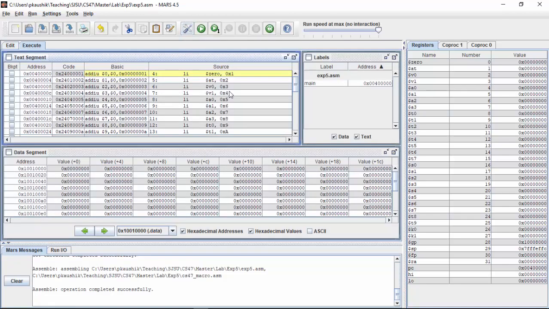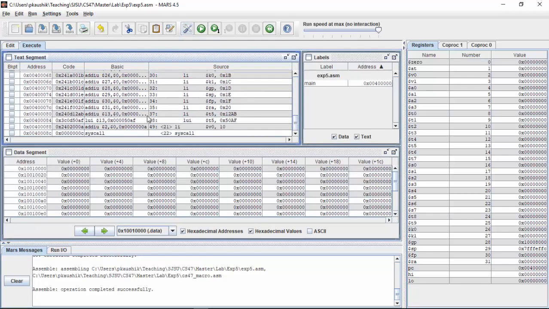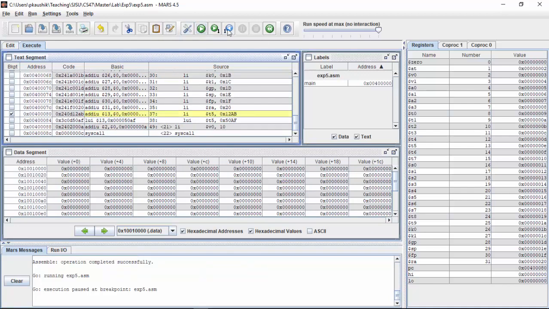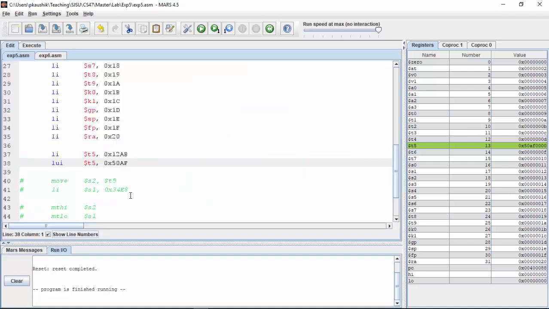So let's assemble it. Do we have that? Yes, at this point, let me put a breakpoint, run, and it came here. So we do a step. See, the lower half of T5 becomes 1 to AB. That's what we wanted to do. And then load upper immediate, observe this T5 change. See, it changes the upper bits to 50AF, but the lower bits are also reset to zeros. Okay, the lower 16 bits are reset to zero. So that's what we are trying to observe and understand.